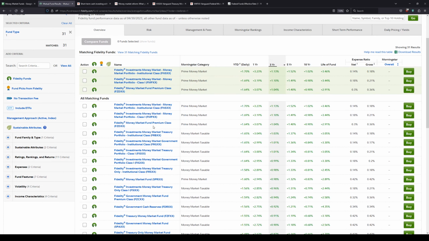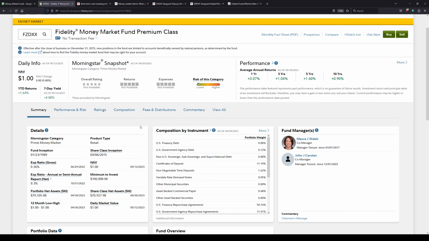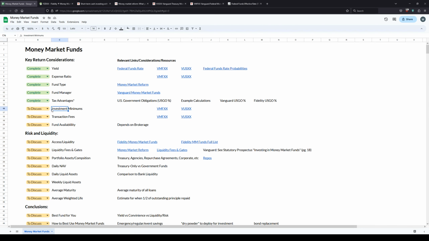And as we talked about a little bit with Fidelity, there are some money market funds that have a sort of premium class that require a larger minimum investment. In this case, the Fidelity Money Market Fund Premium class requires $100,000 for the minimum investment. What you get with this is a slightly lower expense ratio, about 10 basis points, compared to the other class of investment funds. So the investment minimums are mostly just a logistical aspect of money market funds, but something to consider. Transaction fees for Vanguard and Fidelity are non-existent. They are no-fee money market funds.